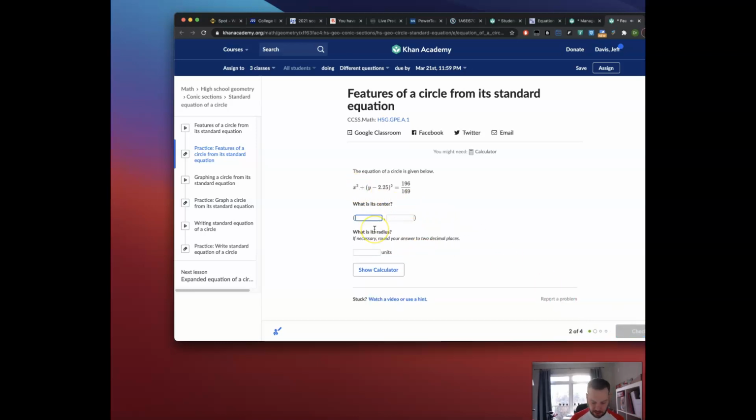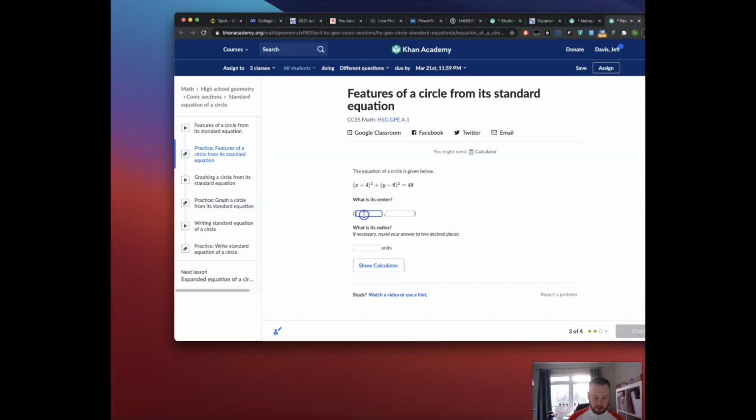So x has nothing being subtracted from it, so that's 0. This is 2.25, and then you're going to take the square root of that number on the right-hand side, which I believe is 14/13. So this would be opposite of the thing in the x parentheses, opposite of the thing in the y parentheses, and then the square root of 48 would be 6.93 if you round it like they're saying.